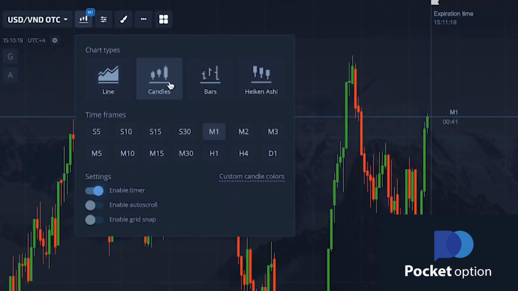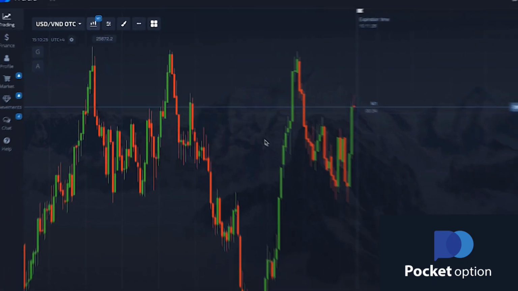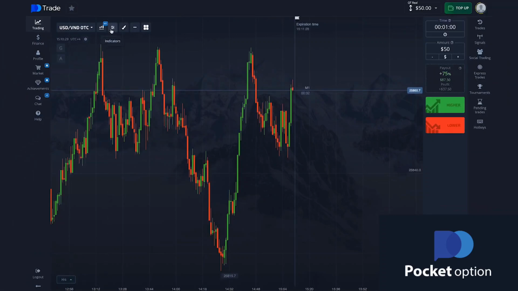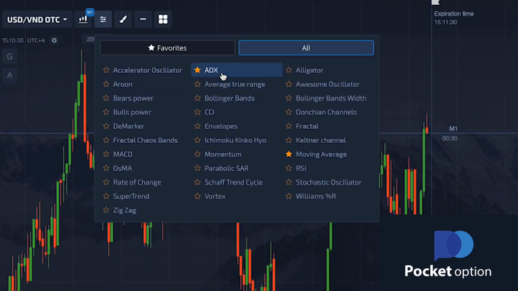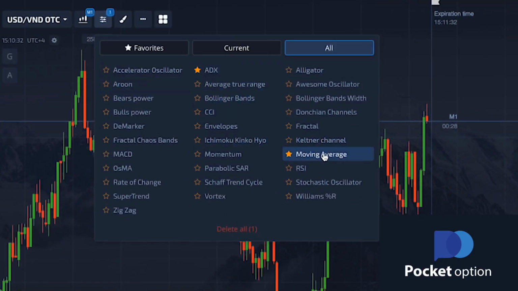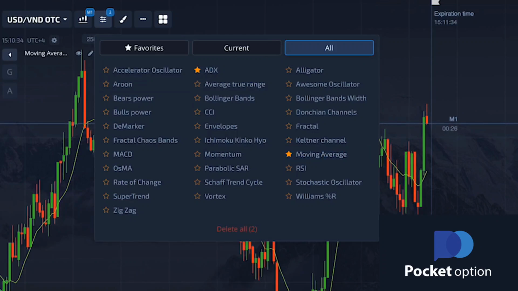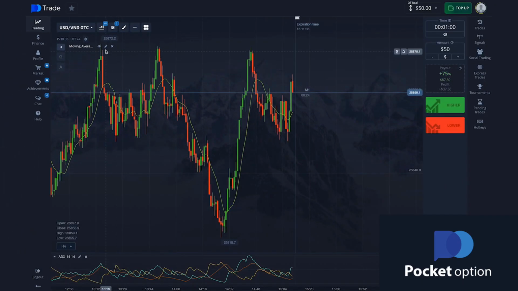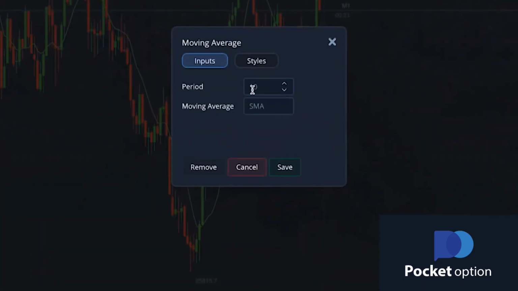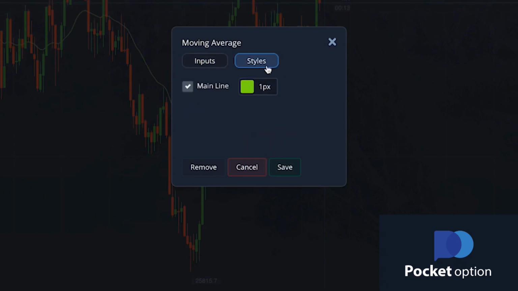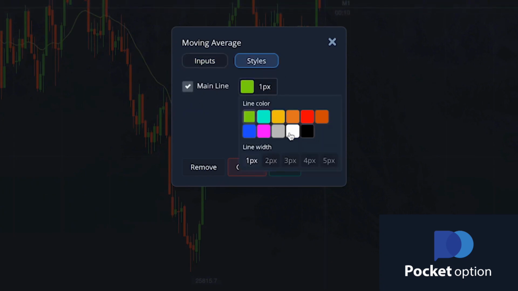I will trade on classic candlesticks. The time frame is 1 minute. Go to the Indicators tab and select the ADX and the moving average. Let's customize the moving average. Set the period to 25 and the smoothing type to the EMA. And in the style settings we change the color to white with a width of 2 and save.